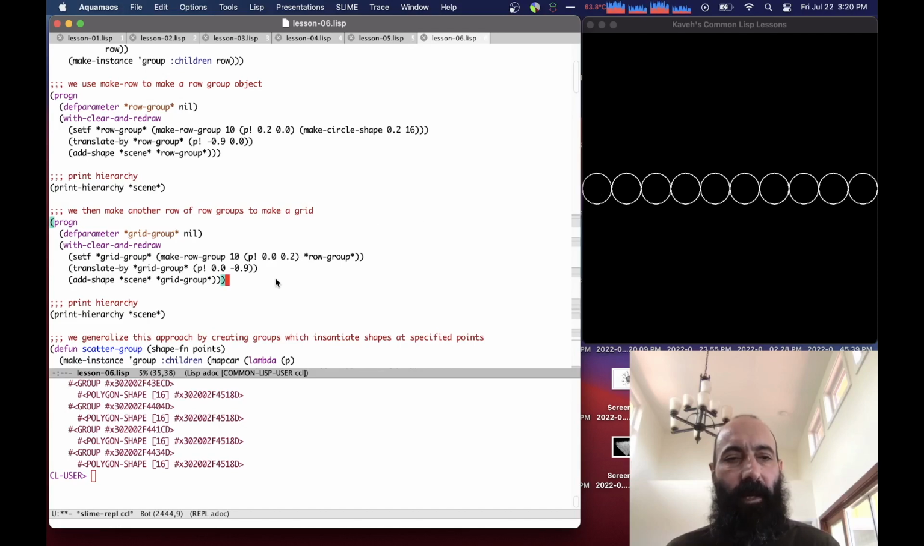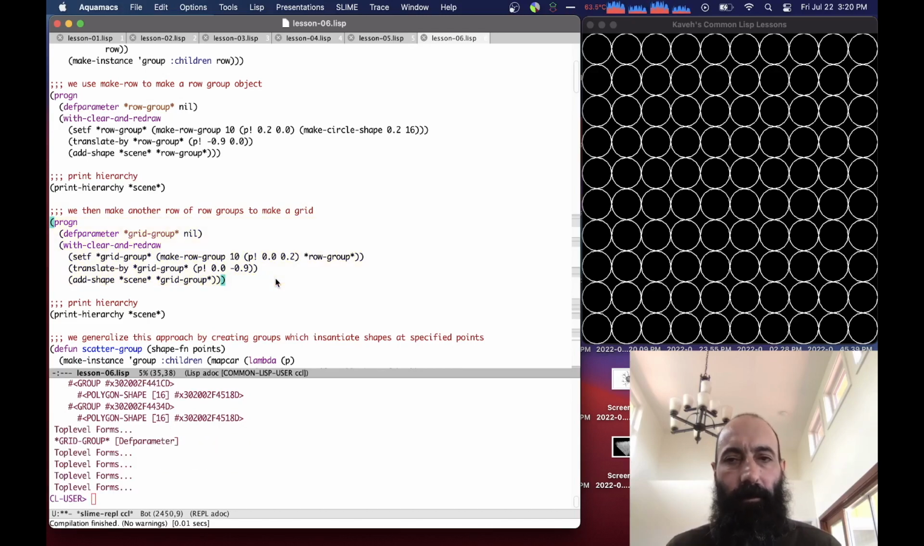And if we evaluate that, we now have a vertical row of a horizontal row of spheres. So say that fast 5 times.